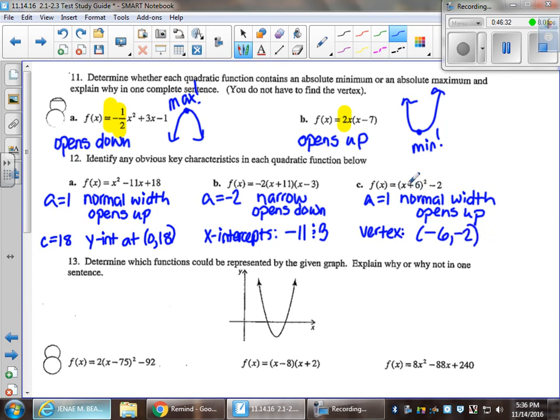The vertex is negative 6, negative 2. Remember, this originally had x minus h. So the fact that I see a plus 6 means a negative was plugged in. So I know the shifts. Shift left 6, down 2. Because you know how this opens and you know the intercepts, let's do a quick rough sketch. So my vertex, left 6, down 2, and I know that this opens up.